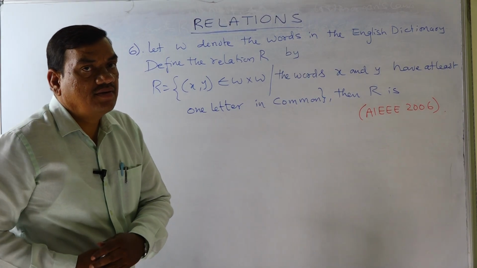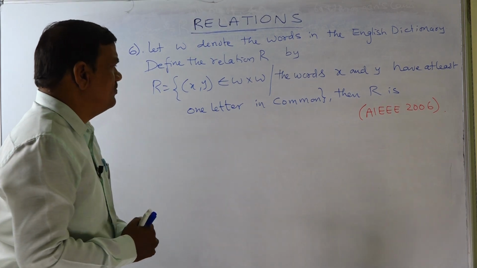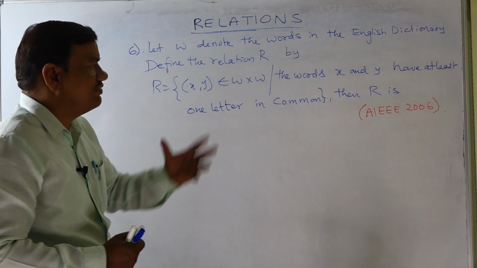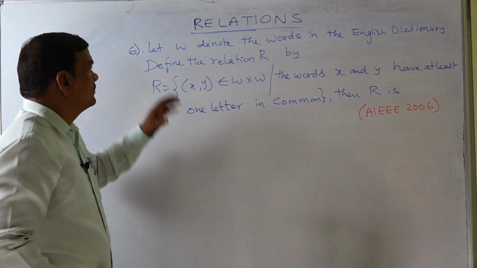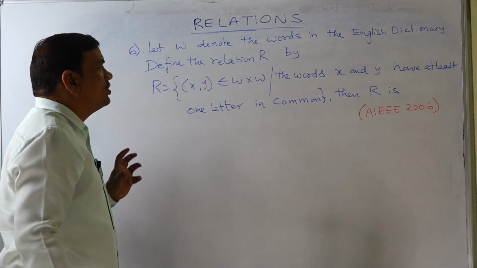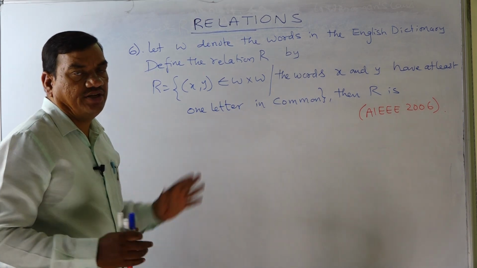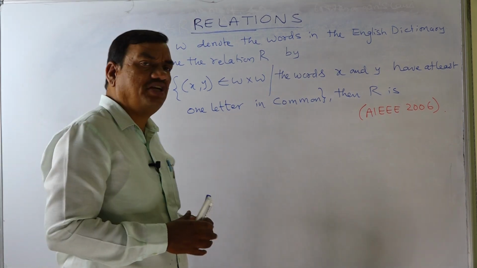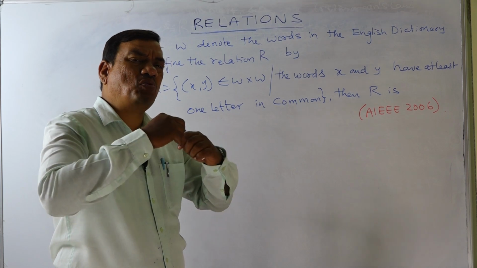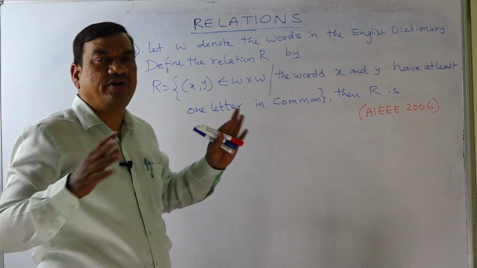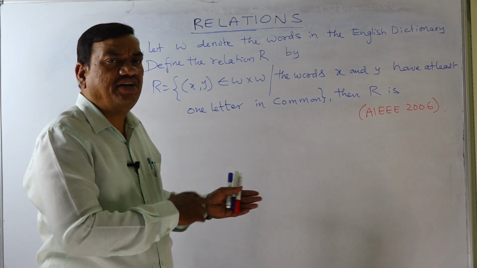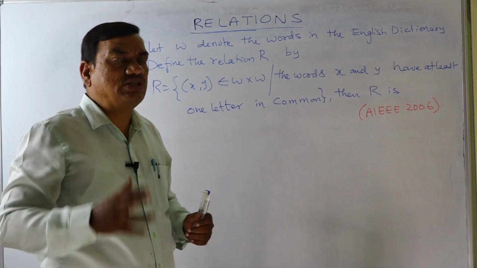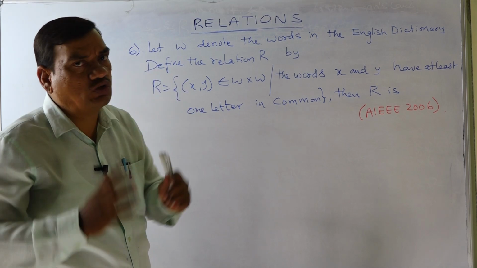Dear students, welcome to the 6th problem. It is a very nice problem. It was asked in 2006 AIEEE. Let W denote the words in the English dictionary. In the English dictionary, you will have so many words, starting from A, cat, D, dog, so many words will be there. See the image in the Oxford dictionary.